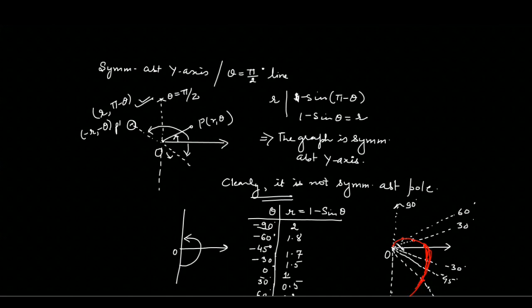Now since our graph is symmetrical about y-axis, rest will be drawn with the help of symmetry. So what will be the graph of r is equal to 1 minus sine theta? This is said to be the cardioid. So this is cardioid. r is equal to 1 minus sine theta, which is symmetrical about y-axis and which is 0 at 90 degree. At minus 90 degree, it is 2, right? So this is the graph of r is equal to 1 minus sine theta.